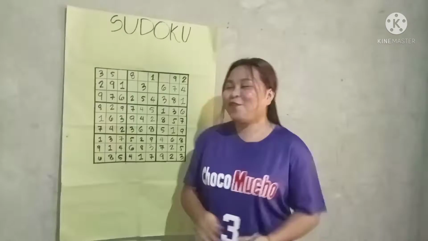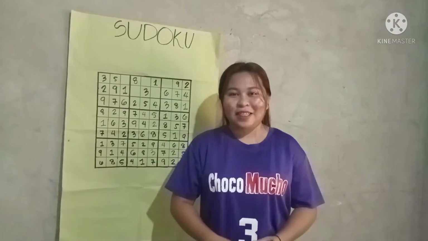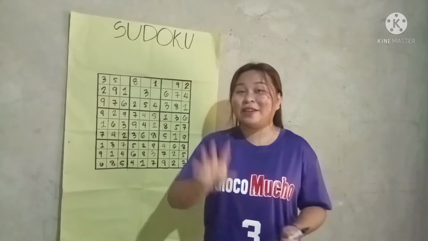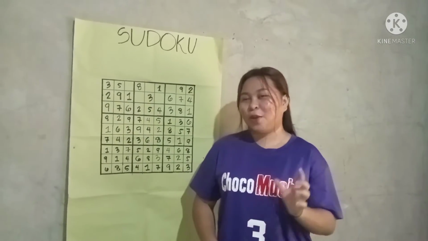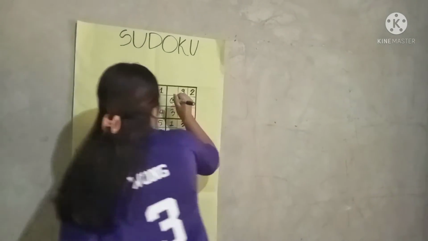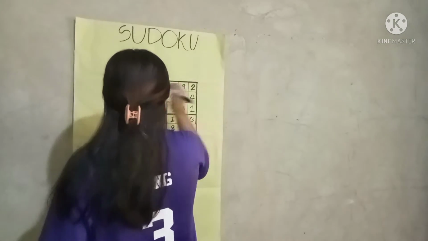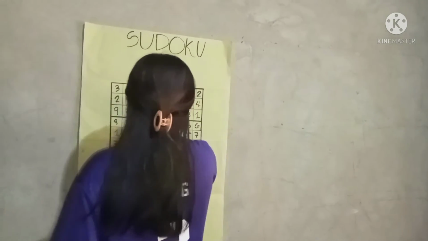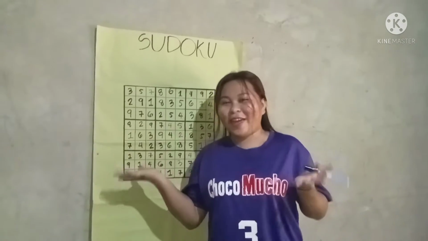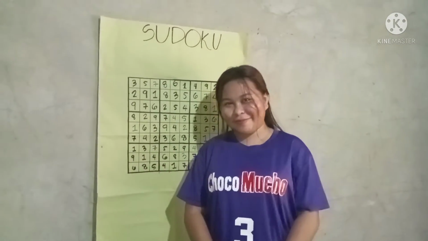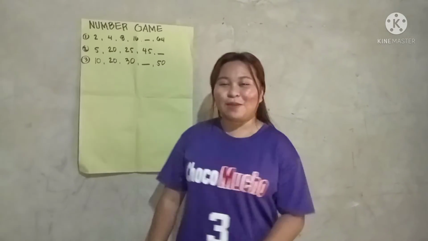There. For row number 9 and 10, the process is still the same. So we're gonna get faster a bit. So now let's put the 9. So there, we're finished. Let's go to the number games.